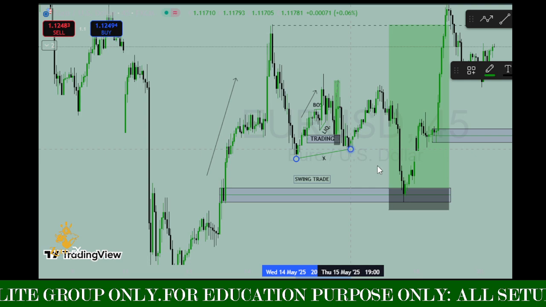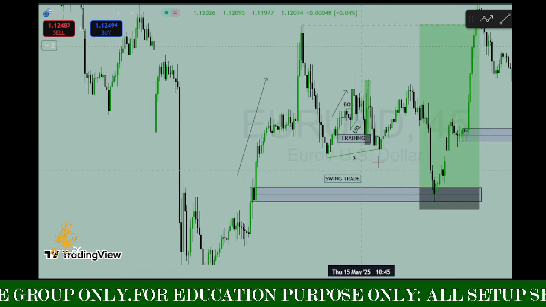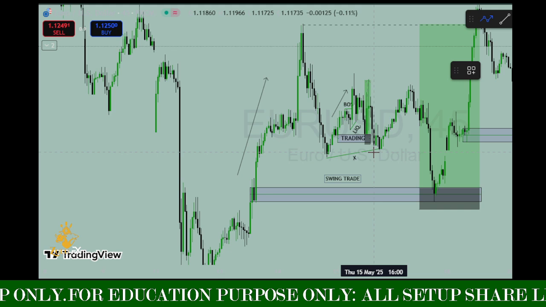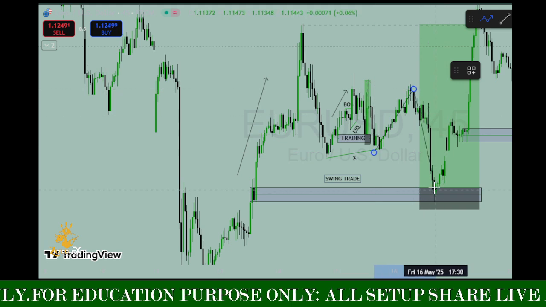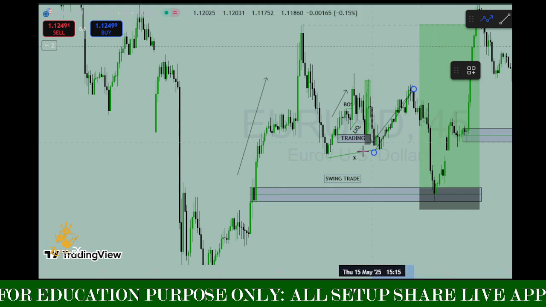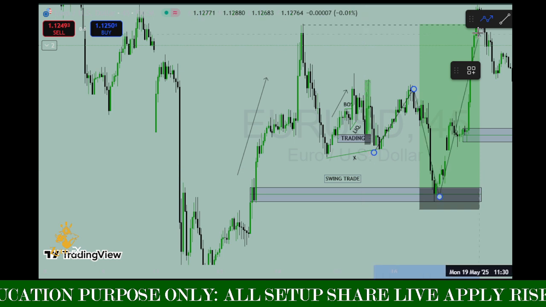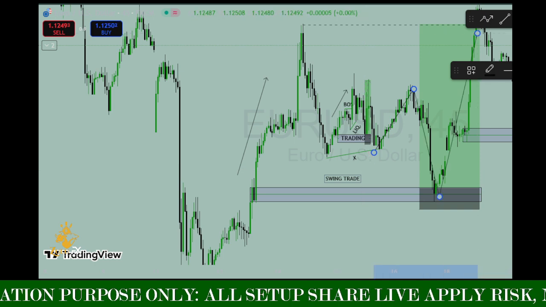On the higher time frame, this is the liquidity that the price generated, and once it had generated, it just moved and took out the stops.